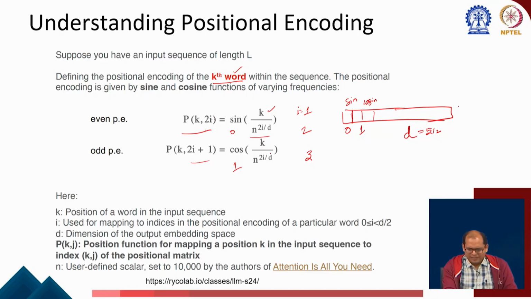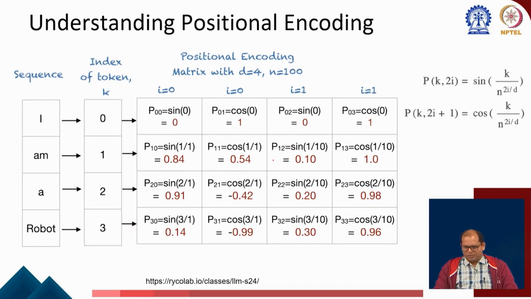And n is some scalar that is user defined. They took 10,000 in this case, d is 512, and i will go from 0 up to d by 2, so that finally you have n to the power 1. That will be the largest sine wave. Just to give a toy example, let's take very small values. n is 100, though this was actually 10,000 in practice, and d is 4, though it was 512 in the paper, and you want to find the actual position encoding.